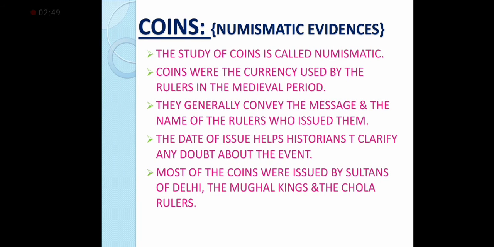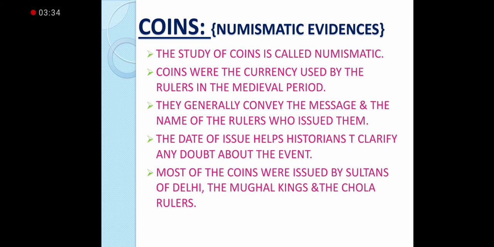Now, moving forward to the next archaeological source, that is numismatic evidences, also the study of coins. Coins were the currency used by the rulers in the medieval period, as it was easy to engrave anything on them. The study of coins is called numismatics. The coins generally convey the message and the name of the rulers who issued them. The dates of issue help historians to clarify any doubt about the events.